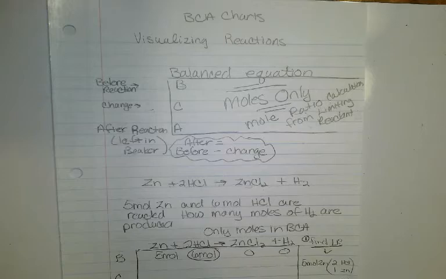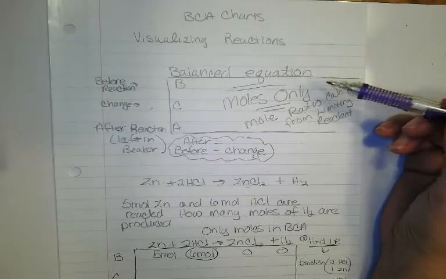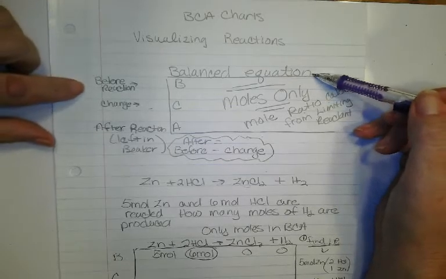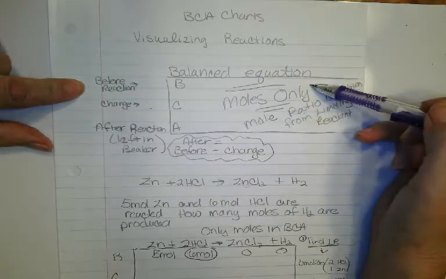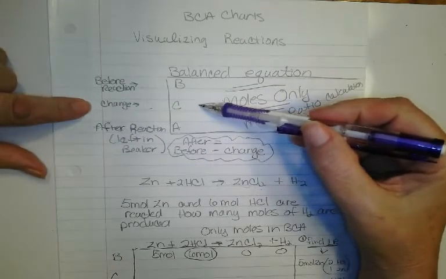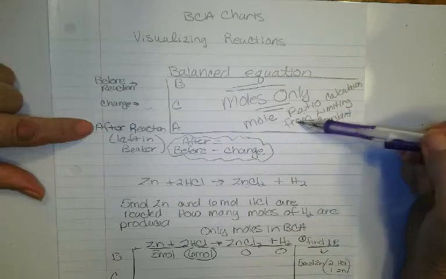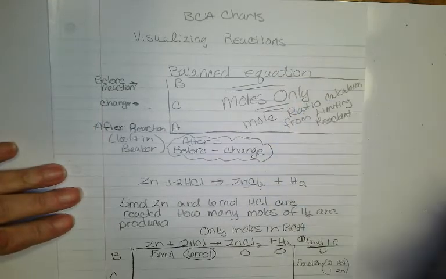So we're going to use these BCA charts to determine our problems with limiting reactants. And so here are our notes. This is how we try and think more qualitatively of what's actually happening in that beaker. The first thing to know is this is a BCA chart. Before the reaction happens, what changes are occurring, what's disappearing and what's appearing, and then after the reaction, what's left in the beaker. The most important thing to know is only moles go in here.